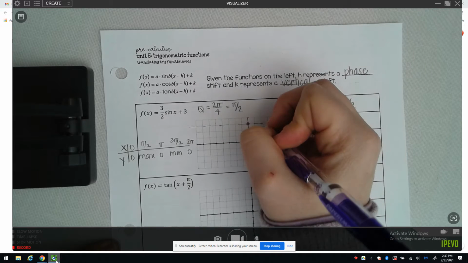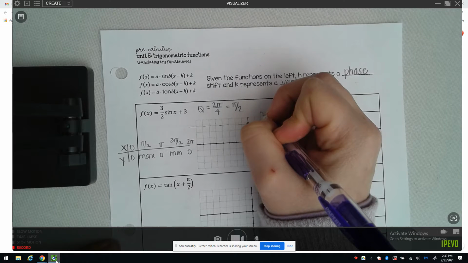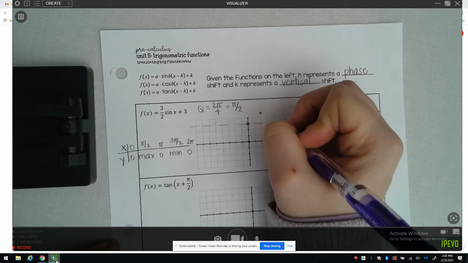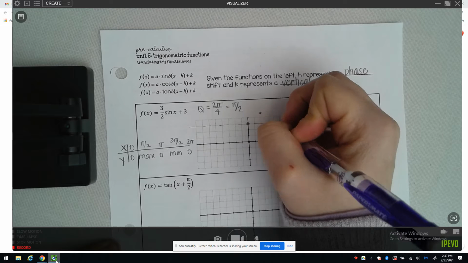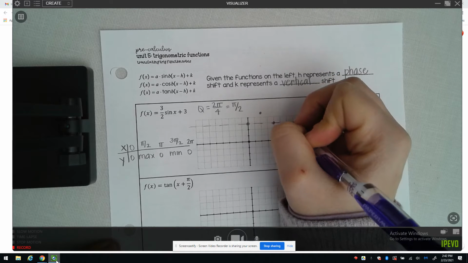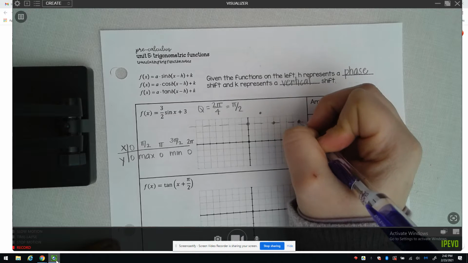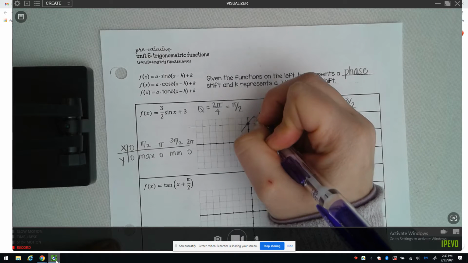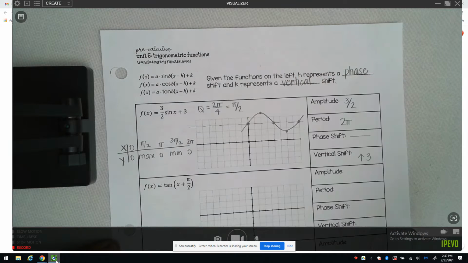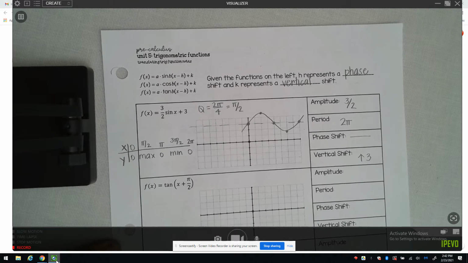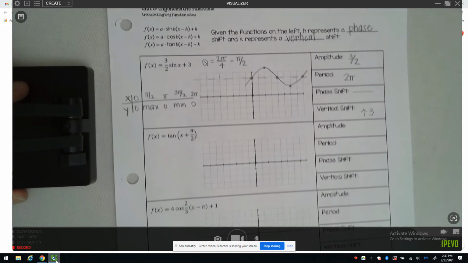At pi over 2, I go up 1.5 because that's my maximum. At pi, I come back down to my new baseline. At 3 pi over 2, I'm going down 1.5, and I come back up to 0. Nice little sine function.